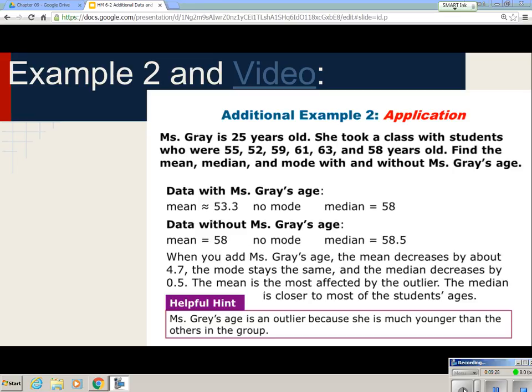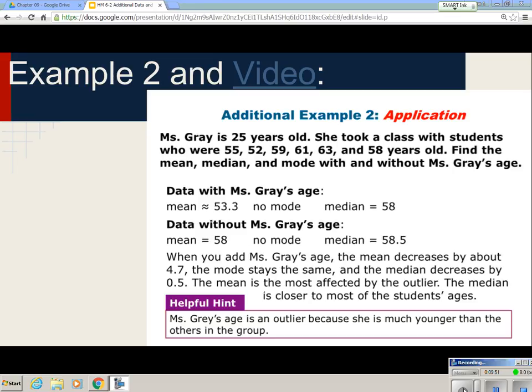So when we add Miss Gray into it, we find that the mean is 53.3 years old. The mode, there isn't any, and the median is 58. Now if we take her out and we just look at the 55, 52, 59, 61, 63, and 58-year-olds, our mean now goes up to 58. The mode doesn't change, and the median just goes up half a point.